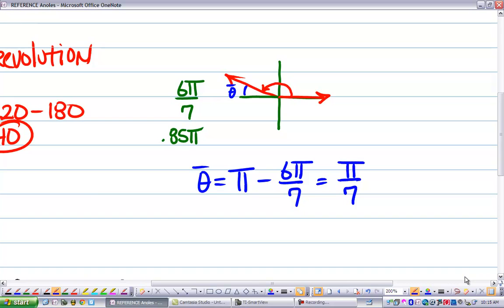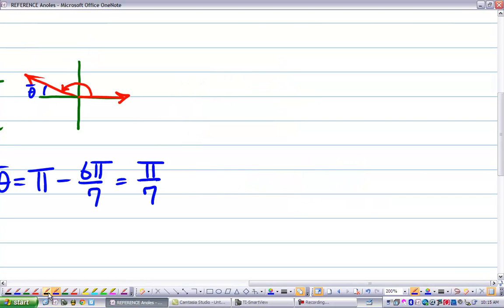One last example here. Let's say you had an angle of 500 degrees.